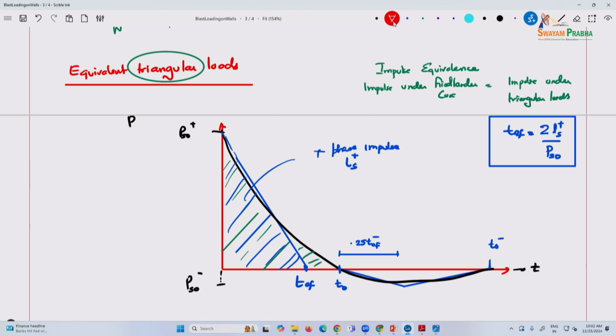Same thing with the negative impulse part of it. So TOF minus is 2 IS negative divided by PSO negative. So here PSO negative, this whole thing is IS negative. Any questions?